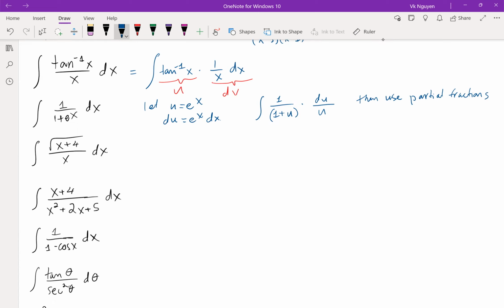Same thing for the integral of root x plus 4 over x.